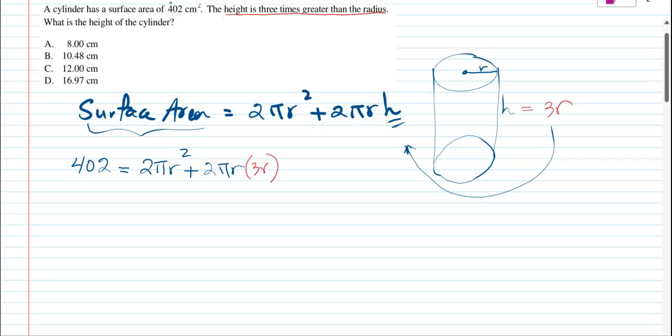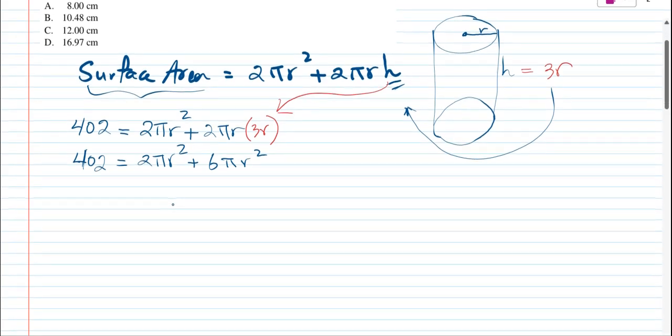That's what we're doing. Instead of h, we're going to put in 3r. Now we're going to do the math and simplify. 402 equals 2 pi r squared. The first term is already simplified, there's nothing we can do. Plus, now we're going to do the math here: 2 times 3 is 6, pi is pi, and r times r is r squared.